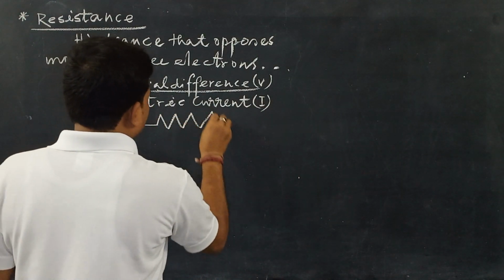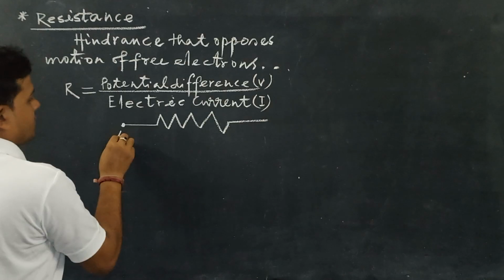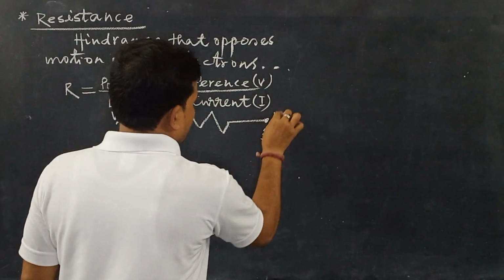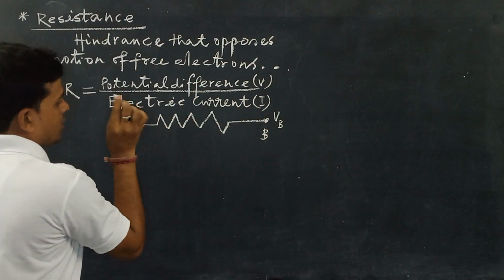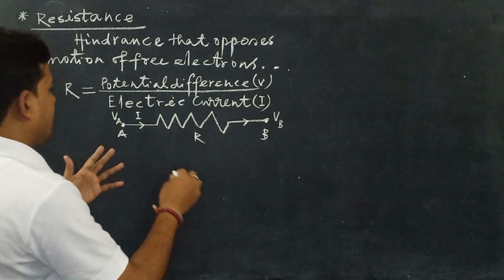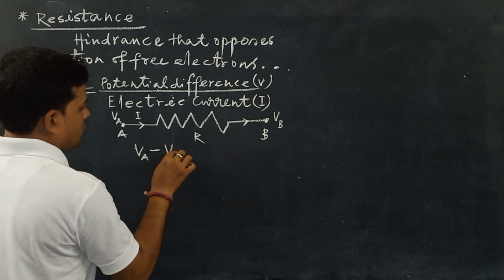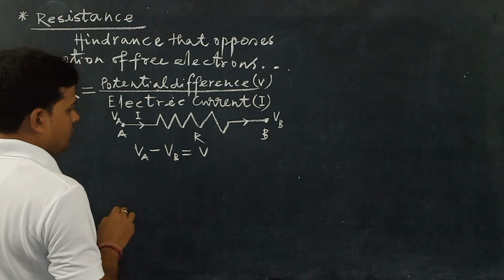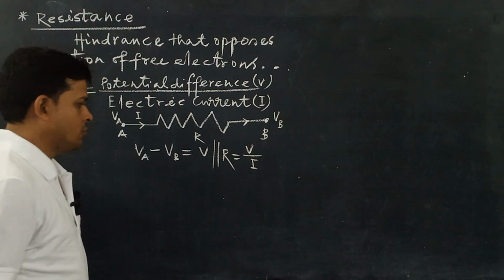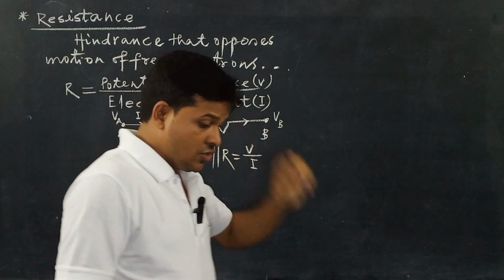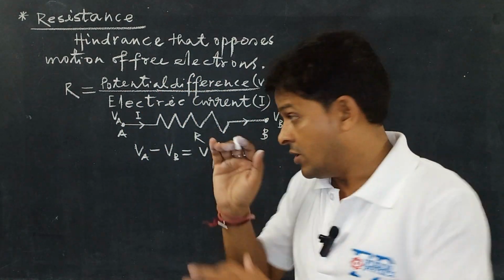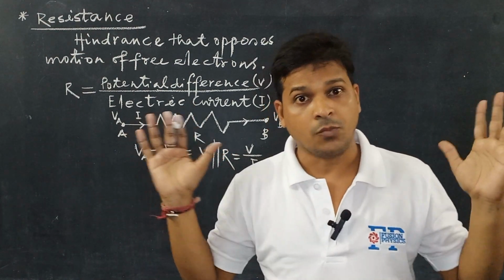Let us consider this is the wire, and this is the terminal A and the terminal B. The electric potentials are VA and VB. Electric current I flows through the resistance R. Then if VA minus VB is denoted by capital V, then resistance R equals V by I. Okay, so this is the resistance. But this derivation is not important for your Madhyamik exam or board exam, CBSE and ICSE. The next part is very important.